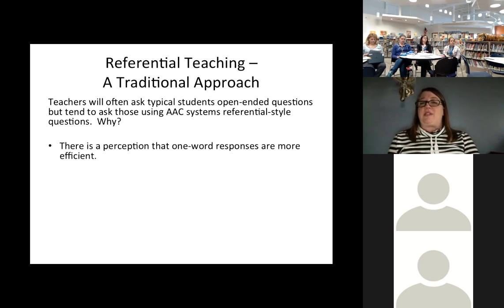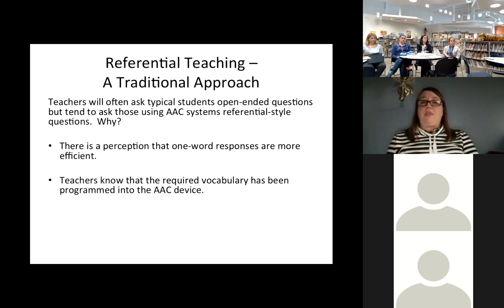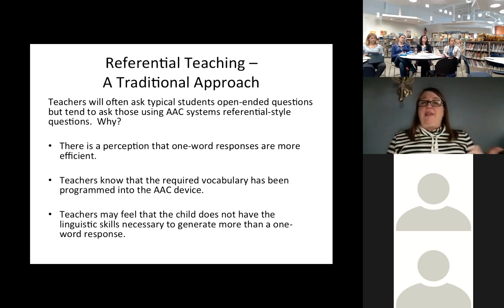One is, I think there's this perception that it's more efficient to hit a key and it says a whole sentence, or hit a key and it gives the answer, right? So it's a little quicker in the classroom. If a classroom teacher has given you a list of vocabulary words to program into the system, they know that those words have been programmed, so they know the student can successfully participate. And so that's another reason that they might prefer that strategy. And then the third reason is that teachers might feel that a child doesn't have the language skills necessary to give more than a one-word answer. And typically I delve into this a little bit further, but I'm going to do that a couple slides into it. So for now, I'll leave that at that.